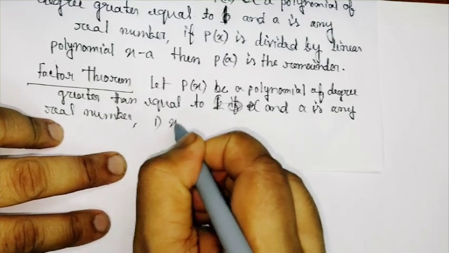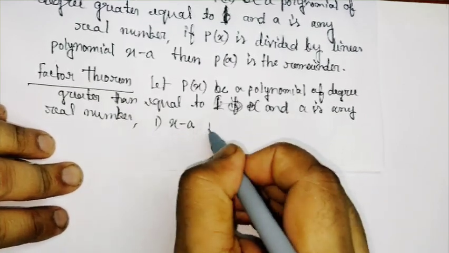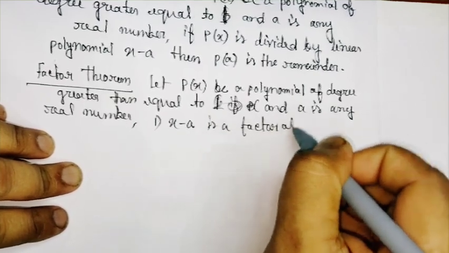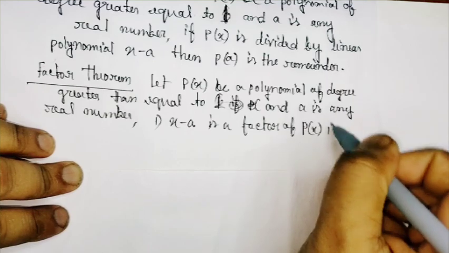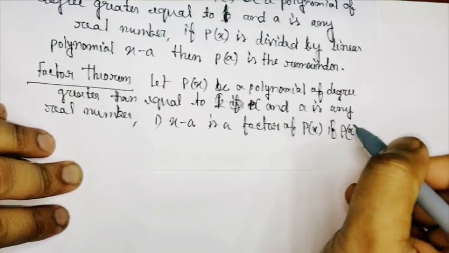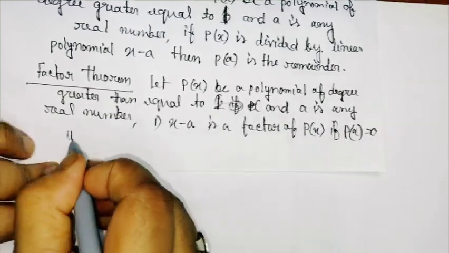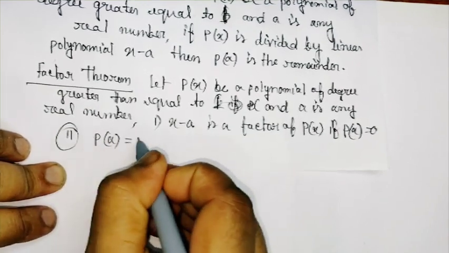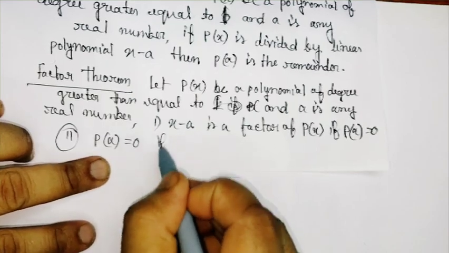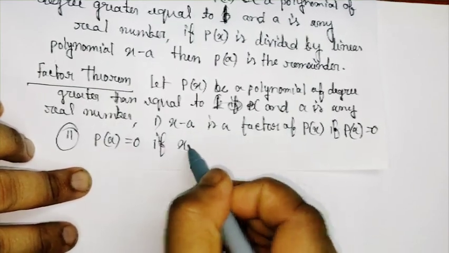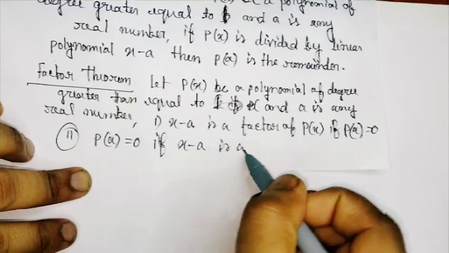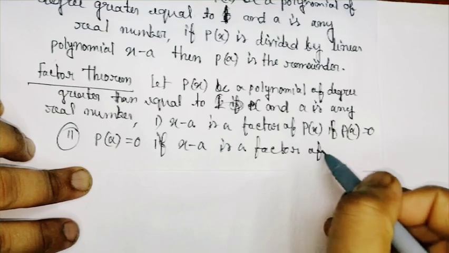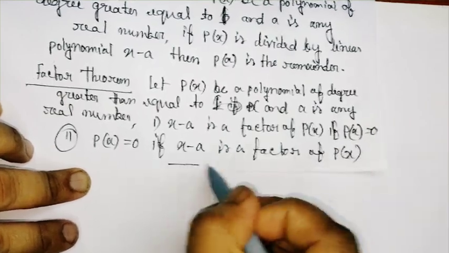Then x minus a is a factor of p of x if the remainder is equal to 0. That means p of a is equal to 0. So p of a equal to 0, the remainder will be 0 if x minus a is a factor of p of x.